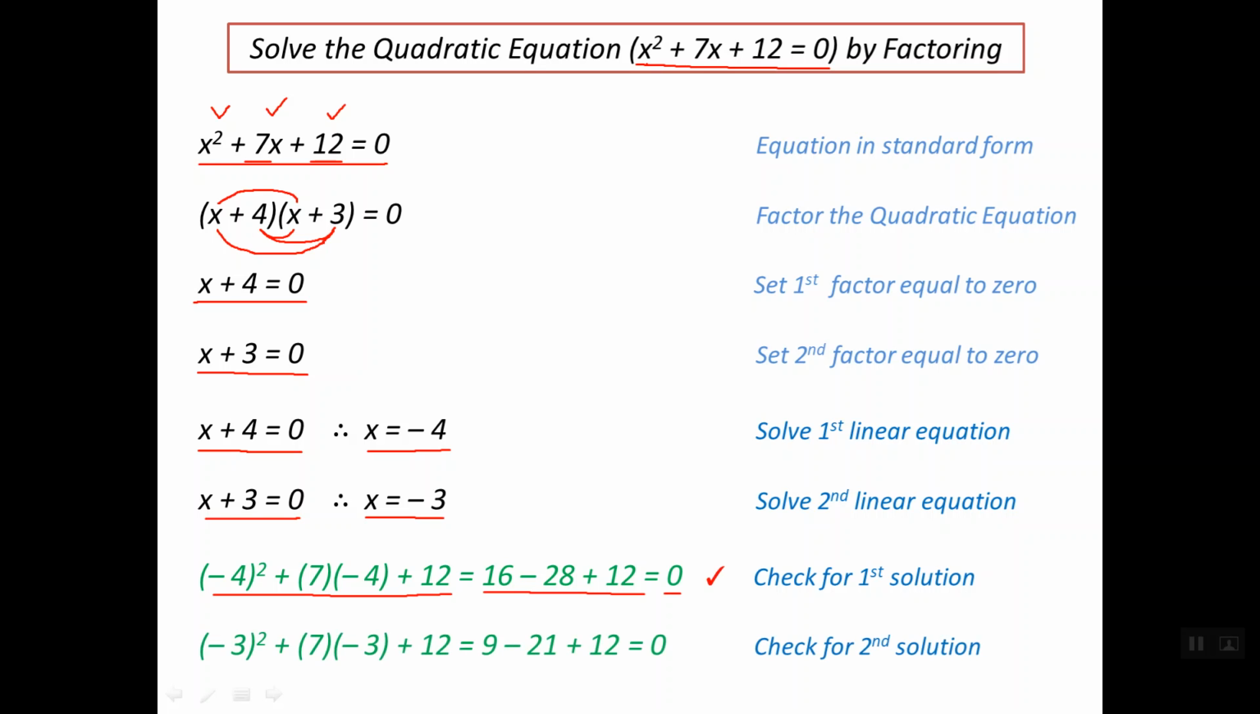Let's check for the second solution for x, which is minus 3. So minus 3 squared plus 7 multiplied by minus 3 plus 12. Minus 3 squared is 9. 7 multiplied by minus 3 is minus 21, plus the constant 12. So 9 plus 12 is equal to 21, minus 21 is equal to 0. So our second solution is completely correct.